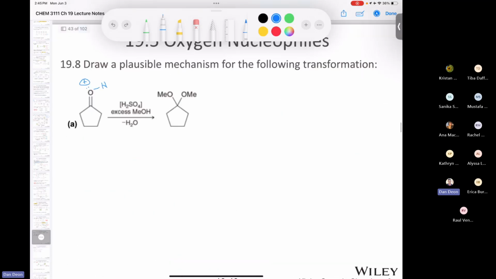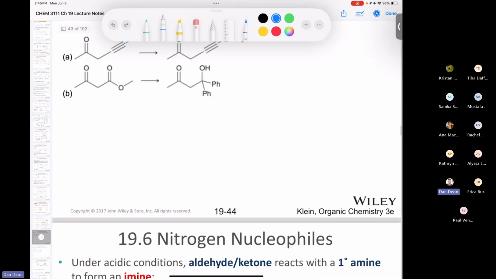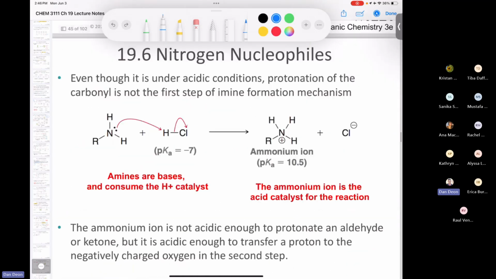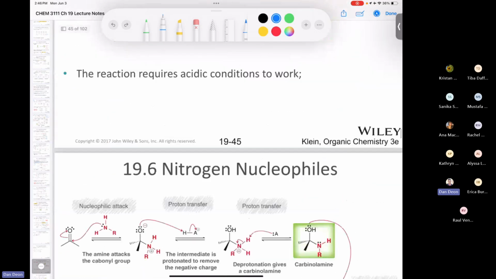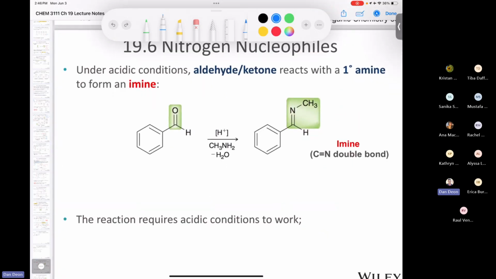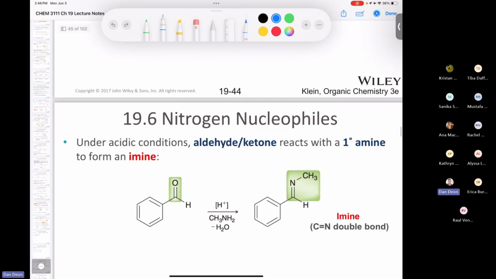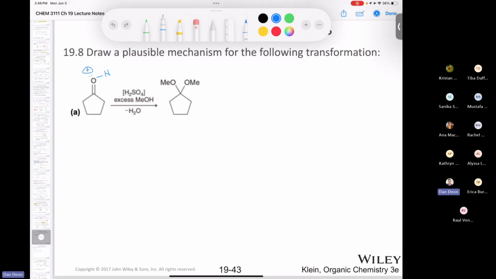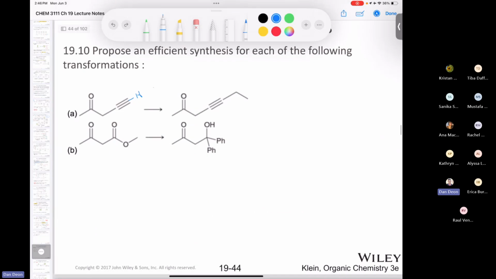So we'll take a short break. We'll give these the old college try. And then after that, we'll get into nitrogen nucleophiles, and I'll talk to you about some new functional groups like the imine and the enamine. Imines are actually named after a guy. His last name is Schiff. Sometimes they call them the Schiff base. Anyhow, there we go. So we're going to take a break, and then we're going to come back and try 19.8A and 19.10A and B.